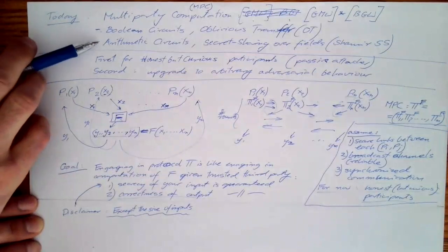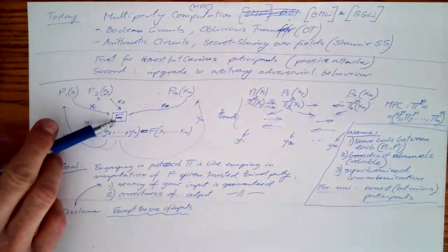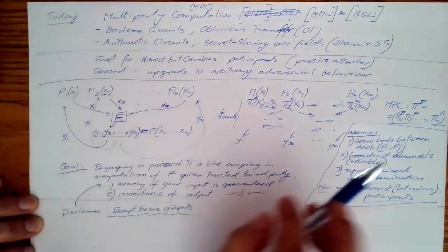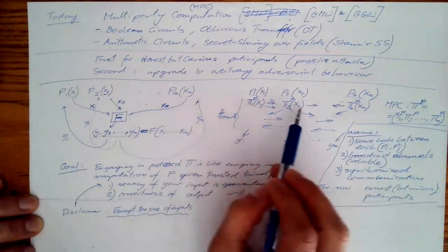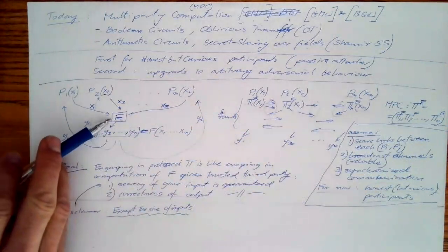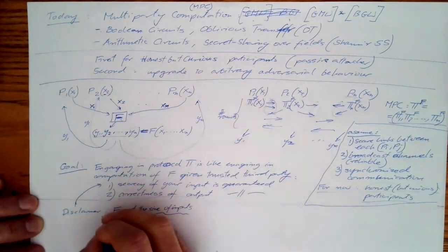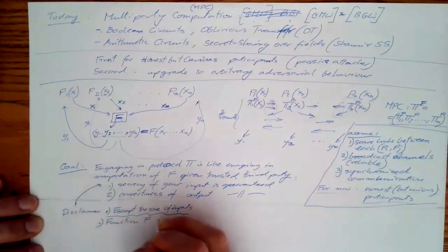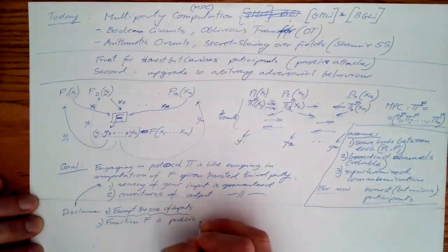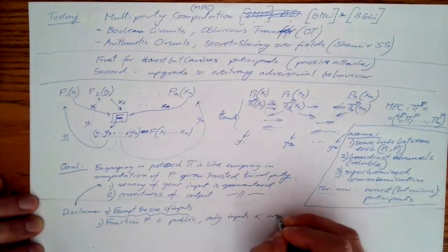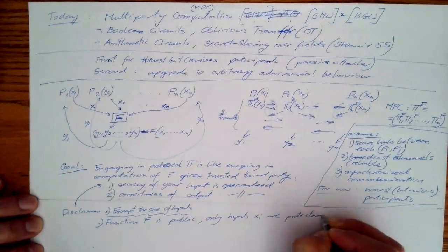These results are really compilers that take any function described as a Boolean circuit or as an arithmetic circuit and compile it to a multi-party protocol for that function. In particular, what function we are computing is not a secret. Okay. So also function F is public. Only inputs X_i are protected.